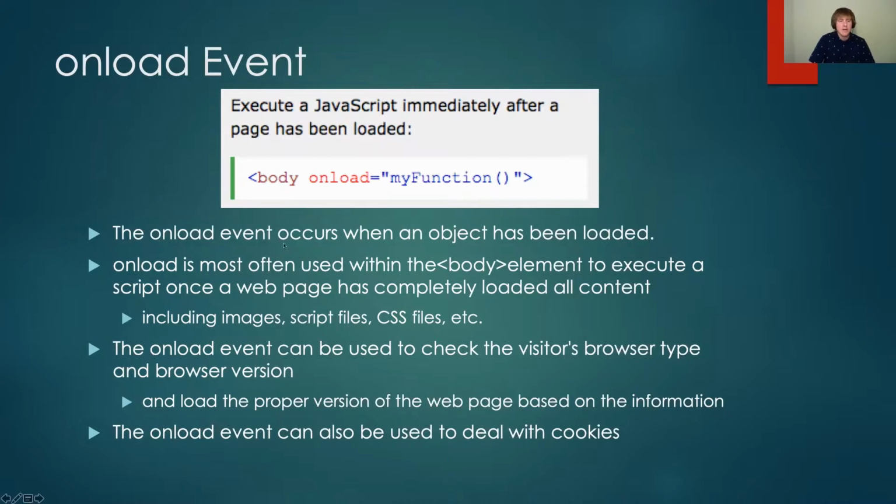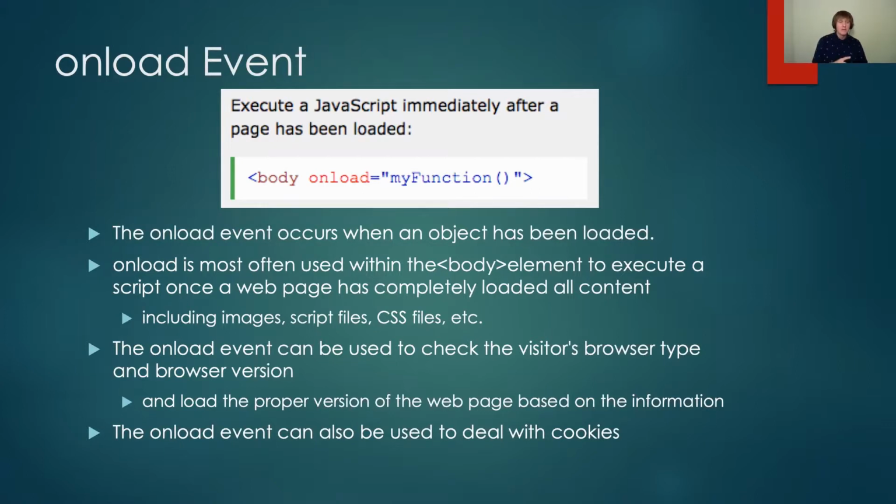So the onload event occurs when an object has been loaded. Object meaning the document object model, the DOM. Onload is most often used within the body element to execute a script once a web page has completely loaded all the content. This is going to include images, script files, CSS files, and everything else.